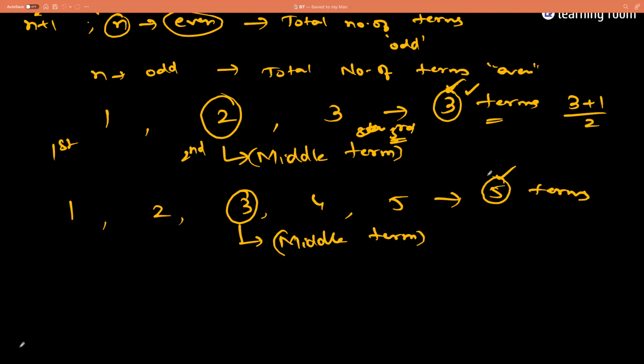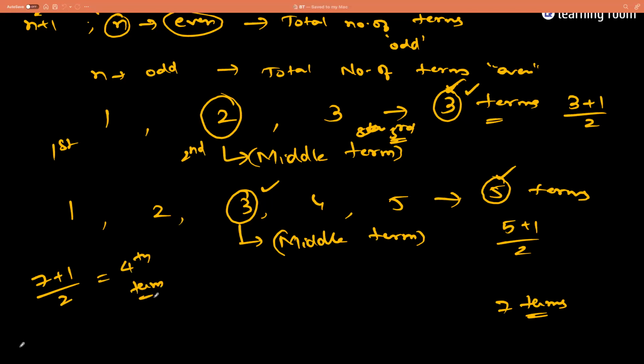Third term. So how can we get that third? 5 plus 1 divided by 2. Correct? Similarly, if I have 7 terms in my expression, then what is going to be the middle term? It will be 7 plus 1 divided by 2. It will be the fourth term. If you want, you can write and see.